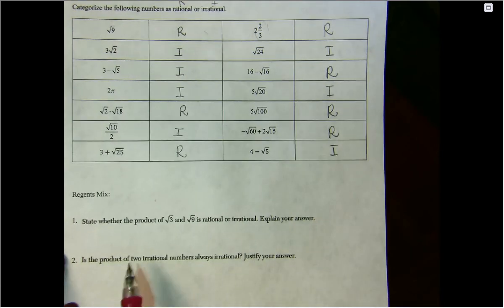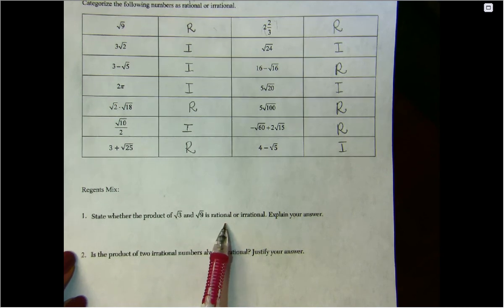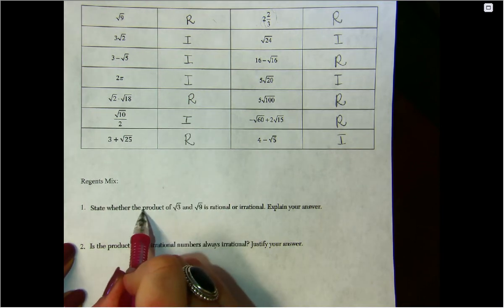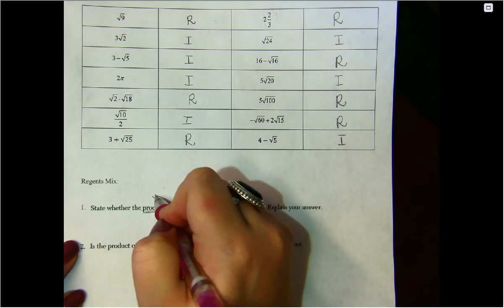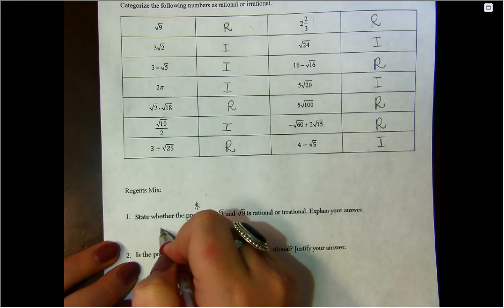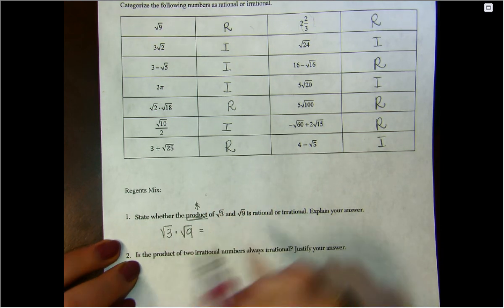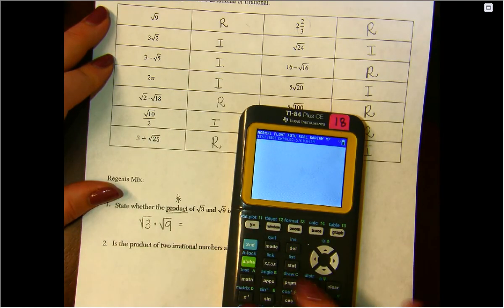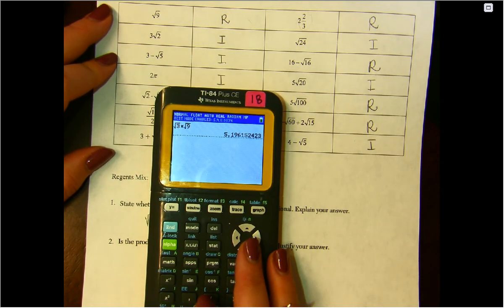So number 1 says, state whether the product of radical 3 and radical 9 is rational or irrational. Explain your answer, okay? What does product mean again? Okay, product. This means to multiply. So you're going to have radical 3 times radical 9. All right. Well, let's put that in our calculator here. So I get radical 3, arrow out, times radical 9. All right. Let's see what that gives us.